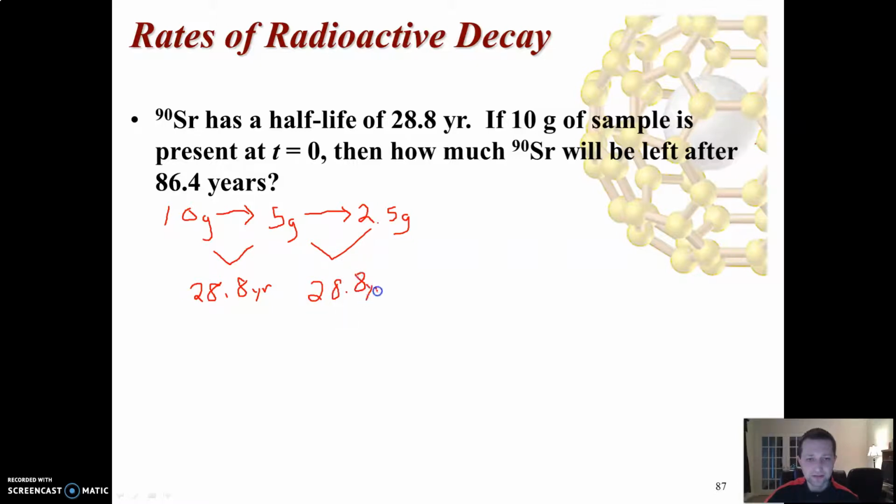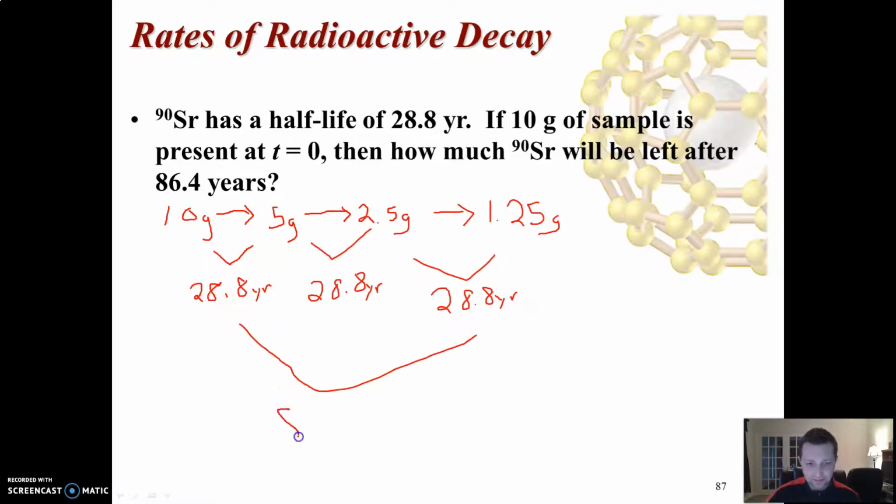That took 28.8 years. Well, we haven't added up to 86.4 years yet, so we're going to go again. After 2.5, we have half of that, which is 1.25 grams. That took another 28.8 years. So have we let this sample sit for 86.4 years yet? Well, if we add all of those up, we do get 86.4 years. How much strontium will be left? We have 1.25 grams left after 86.4 years.